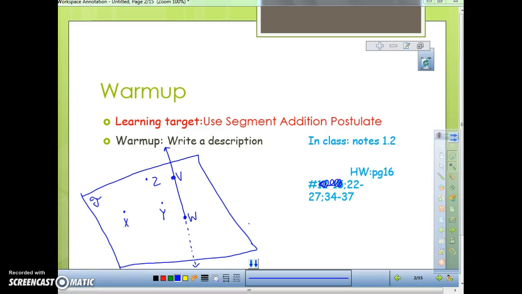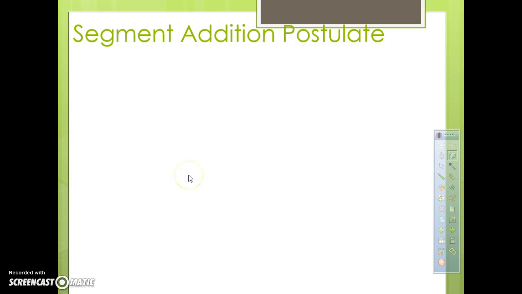Through plane T. So VW goes through plane T. We also have X, Y, and Z are on plane T, and X, Y, and Z are coplanar. You might be able to describe some of these differently. Anybody got something different? Okay.